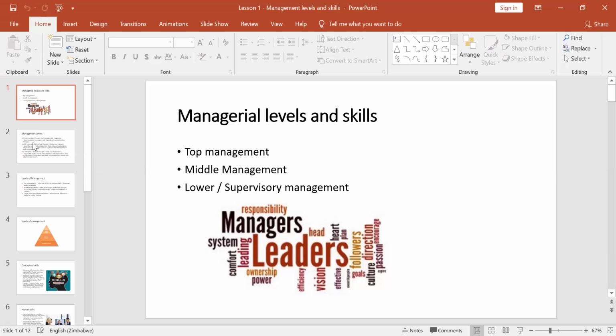So today we want to look at the levels of management and the skills of management, now that we know what management is. So we have three main levels of management, and you find that they are linked, they are related to the skills that are required at each level of management. Okay, so the three levels of management are the top management, the middle management, and the lower management. Sometimes we call it the supervisory management.